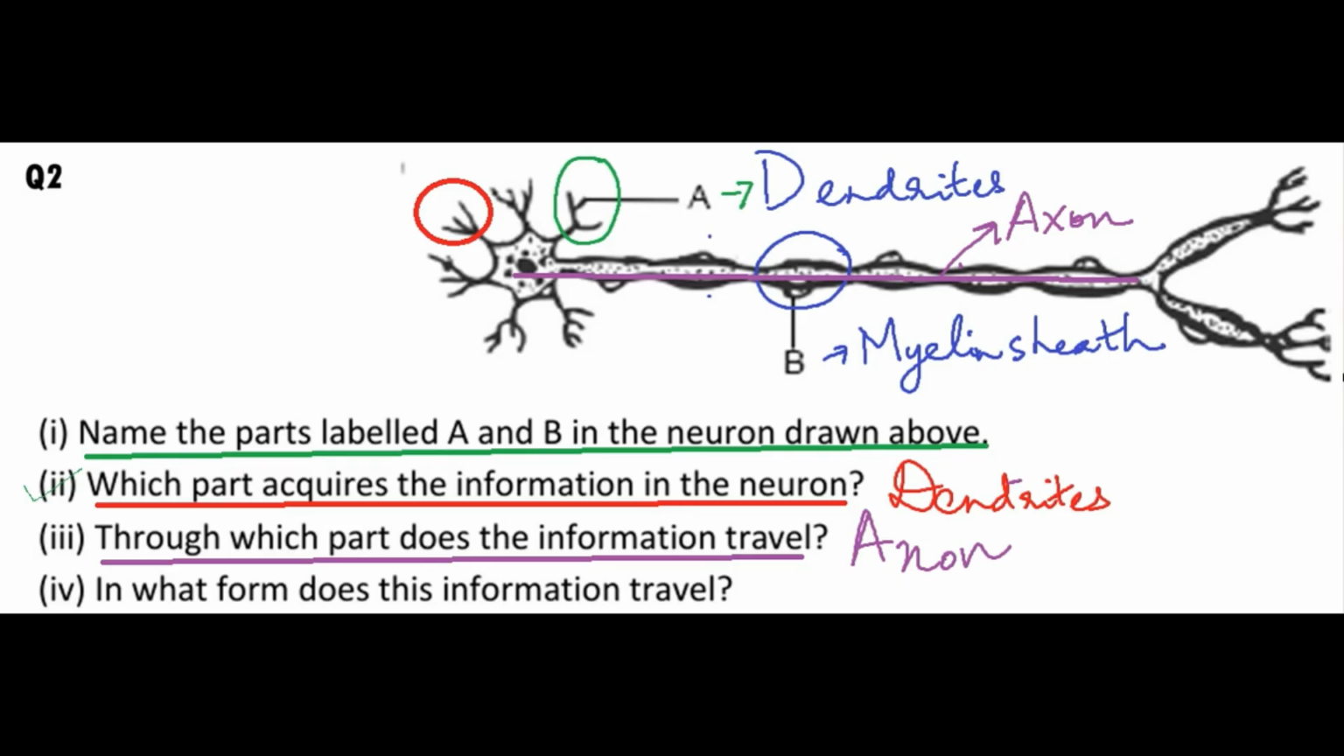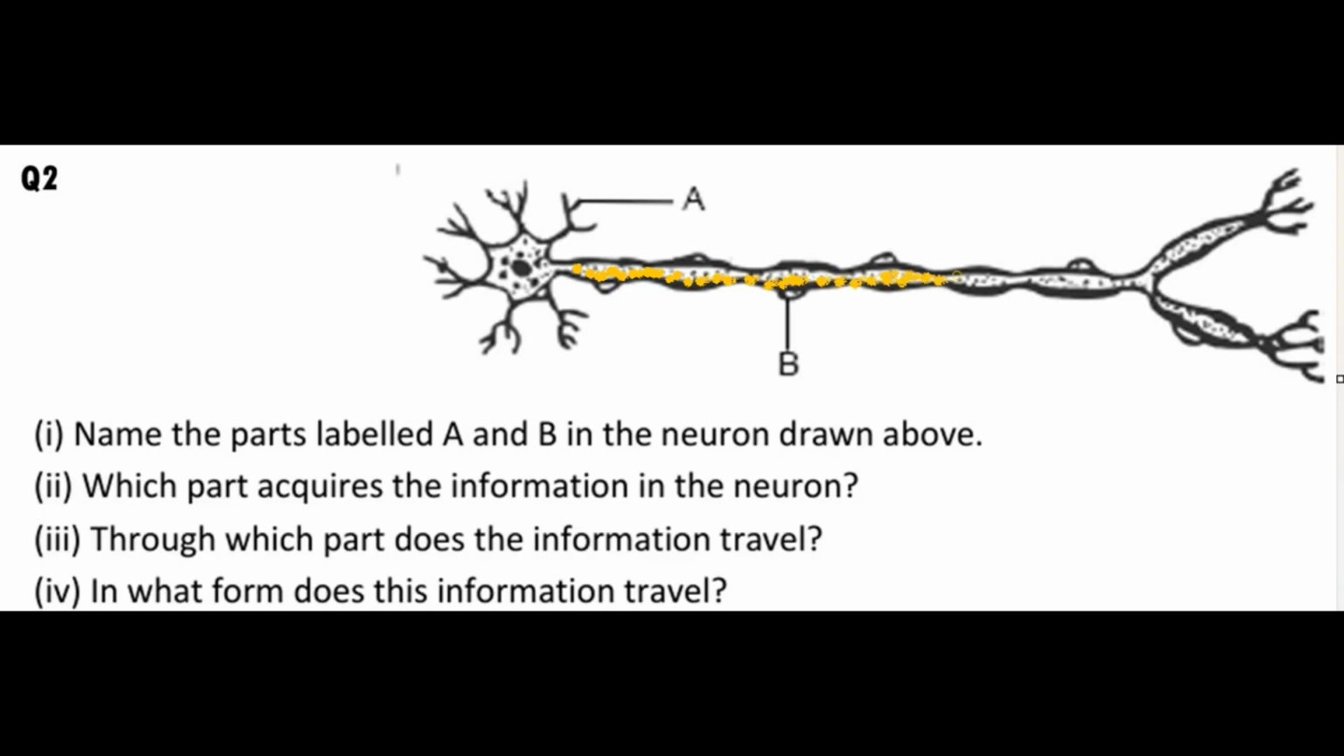Axon. Then the last part of the question is: in what form does this information travel? The information travels in the form of electrical impulses here through the axon. So the answer is electrical impulses, through axon.